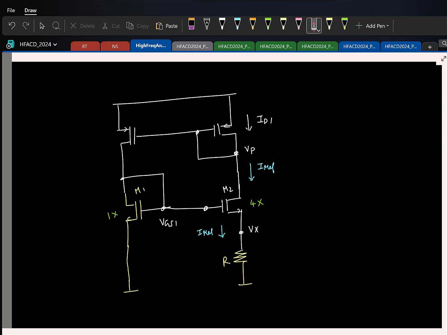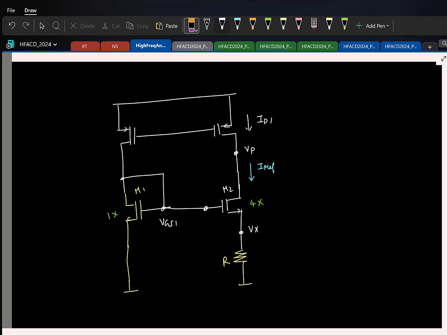What is the problem now with channel length modulation? The drain voltages are not equal, right? That's the main issue. If I can somehow make these two voltages equal, we are set, right? And in our circuit, we connected the drain to the gate. Why did we do that?